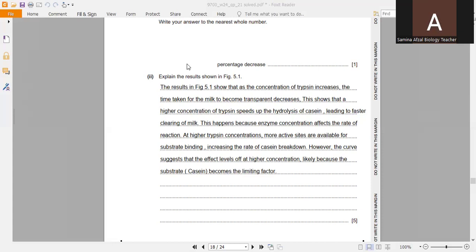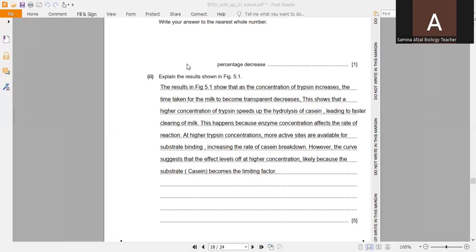So within the range shown in the graph, the rate of the reaction is roughly proportional to the enzyme concentration. However, it's important to note that this proportionality usually does not continue indefinitely. So at high enzyme concentration, the reaction rate may plateau because other factors become limiting.